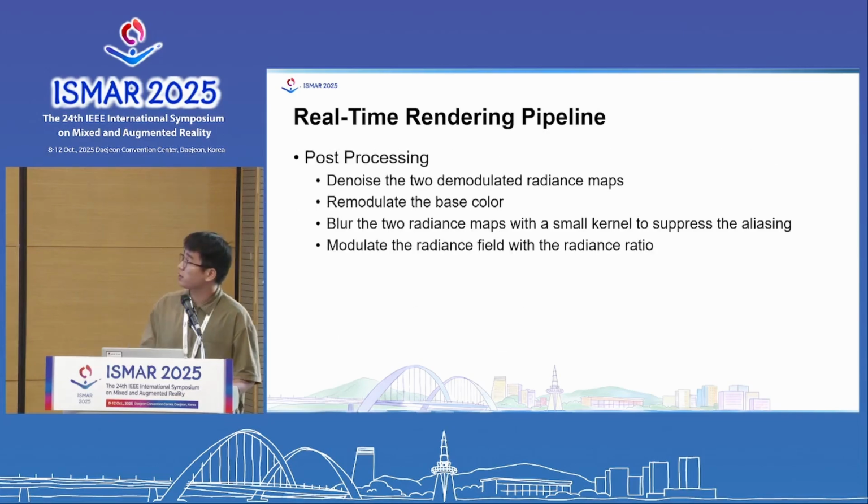The post-processing stage consists of a denoising pass and a composition pass. In the denoising pass, a cross bilateral filter is applied to denoise the two demodulated radiance fields computed by differential path tracing. We remodulate the base color after denoising. In the composition pass, we blur the two radiance maps with a small kernel to suppress aliasing and then compute the radiance ratio to modulate the radiance field.